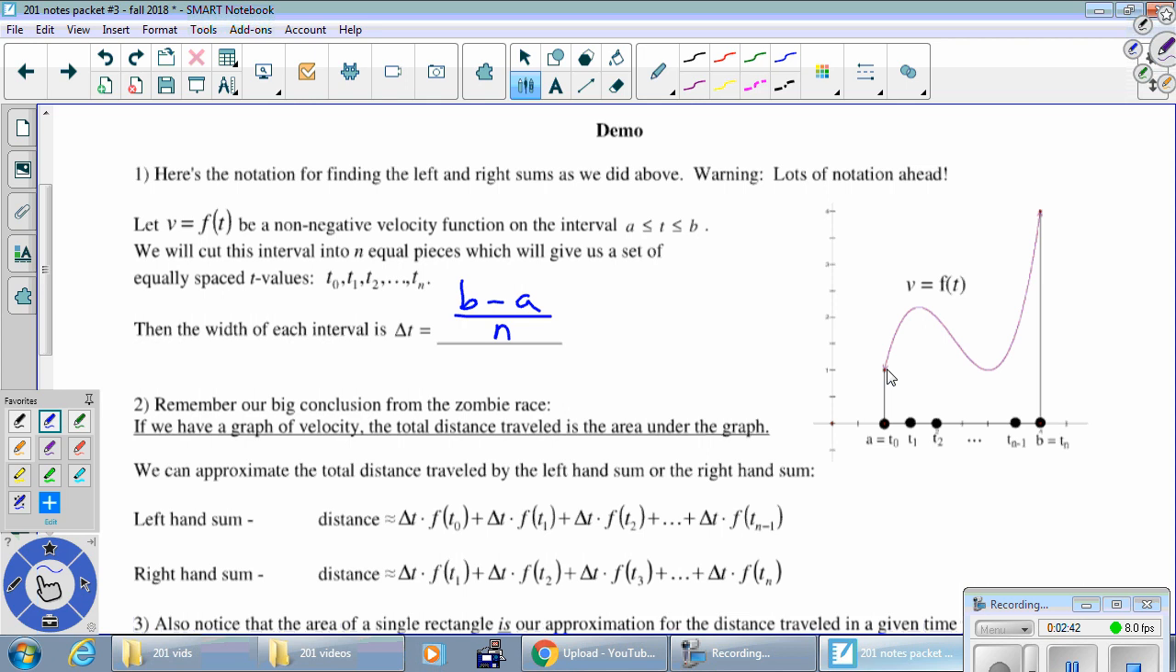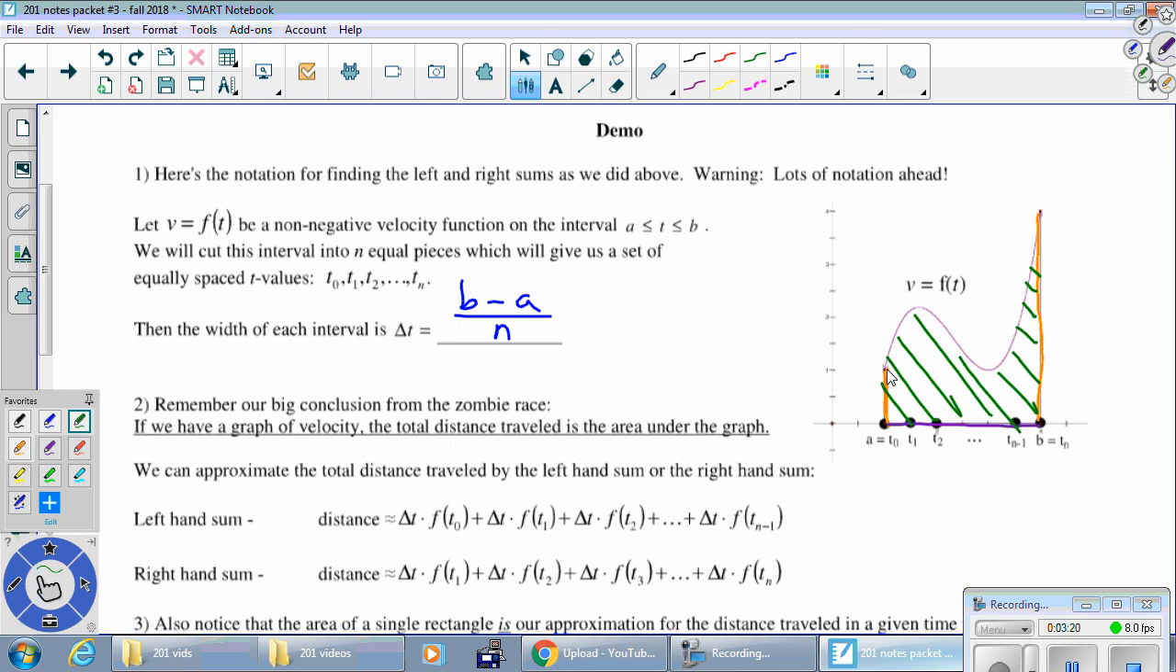Okay, remember our big conclusion from the zombie race: if we have a graph of velocity, then the total distance traveled is the area under the graph. So in this particular case, the actual distance traveled will be the area between these vertical lines here and the x-axis and the curve. And so I'll shade that in here. But the actual distance traveled would be exactly equal to this area here. Now, finding the areas of curvy shapes is really, really hard, which is why we drew rectangles instead. But anyway, the exact distance traveled is equal to the exact area under that curvy shape.